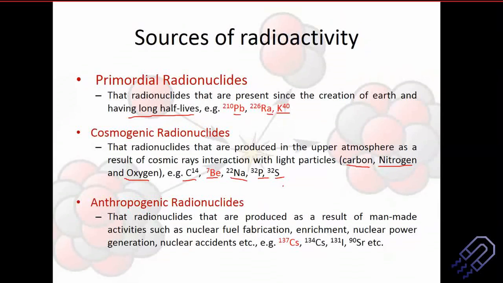In a similar way, when nuclear reactions are carried out, nuclear fuel fabrication, nuclear power plants, I think we have already studied these things, and enrichment, or even nuclear accidents, they give out some kind of radiation which man discovers. Something like cesium, where there are two isotopes you can see, 134 and 137. Both isotopes are man-made. It might not be intentional, it might be because of an accident, but it's there.